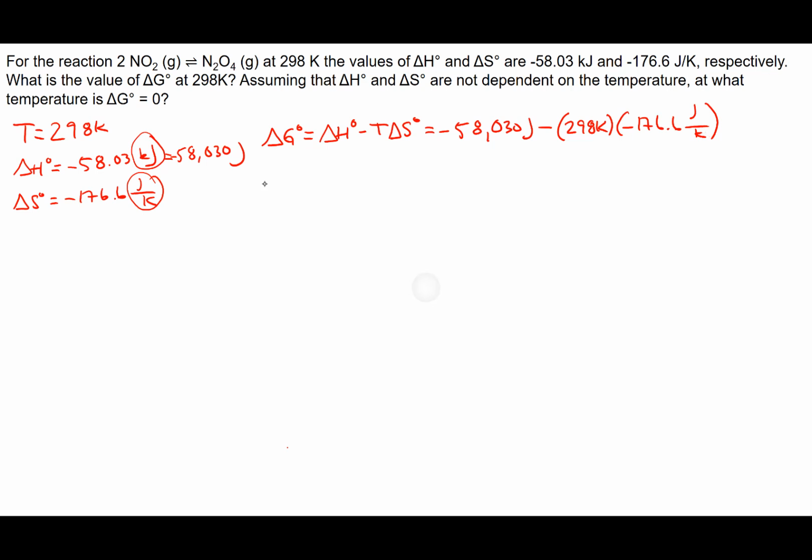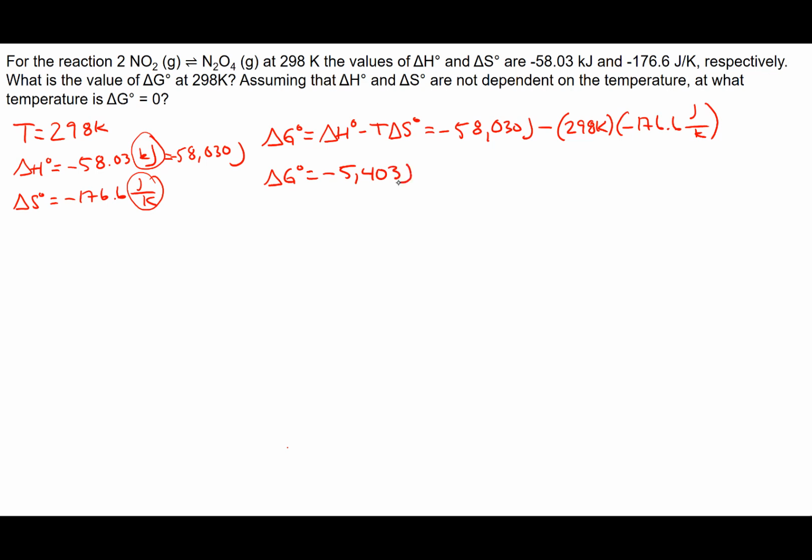So now delta G. You plug all that stuff in and you calculate all of it out. And then what you get is, let me just look at my notes, negative 5,403 joules, which makes sense.